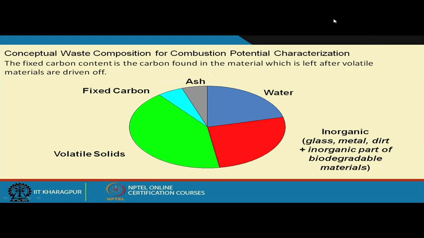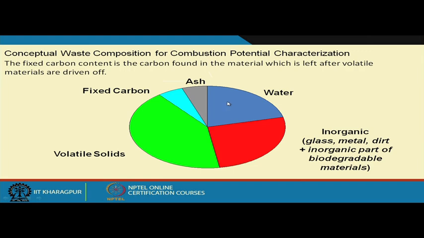When we say combustion potential characterization, the green bar that you see over here is our volatile solid. Then we have the red, which is the inorganic fraction: the glass, metals, and dirt. We have some moisture content, there is some ash, and then fixed carbon. This ash and the fixed carbon is essentially not going to contribute towards the combustion process.